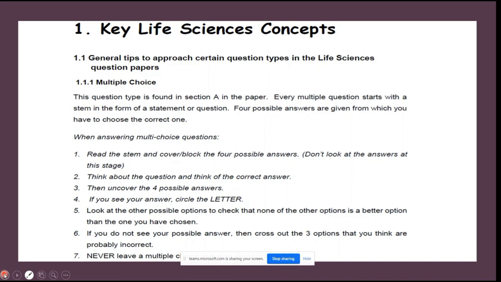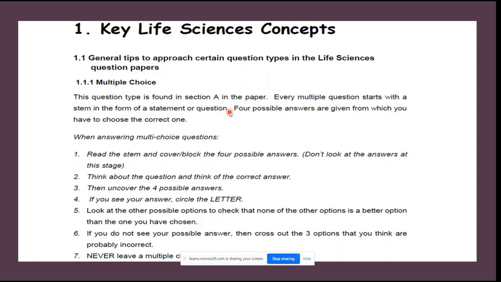For instance, 1.1, if you open your exam paper, whether it's June, September or November, your very first question, 1.1, is going to be a multiple choice question. And this multiple choice question is only found in section A in the paper. So every multiple choice question starts with a stem in the form of a statement or question. So you first read your stem, and then four possible answers will be given for each one, and there's only one correct answer.